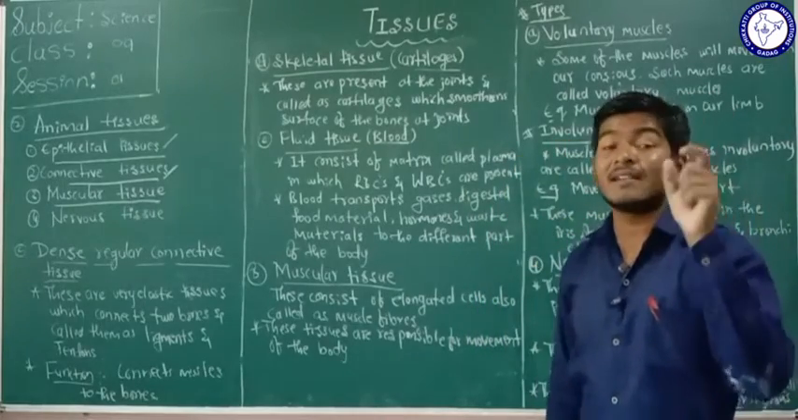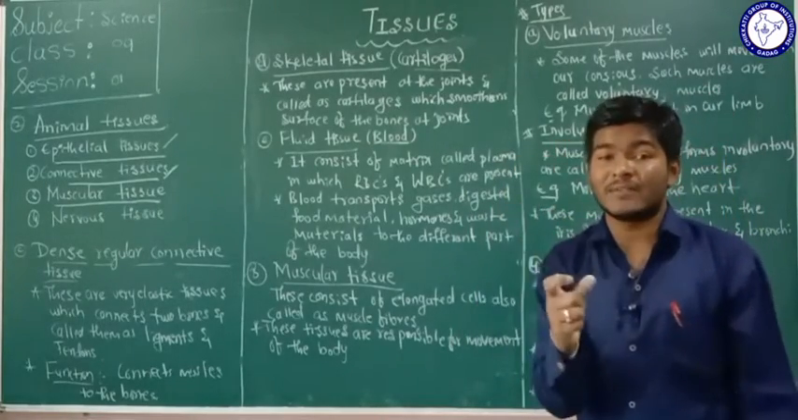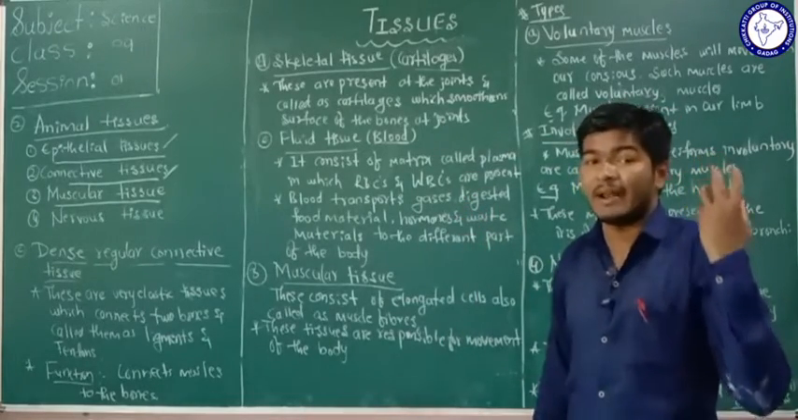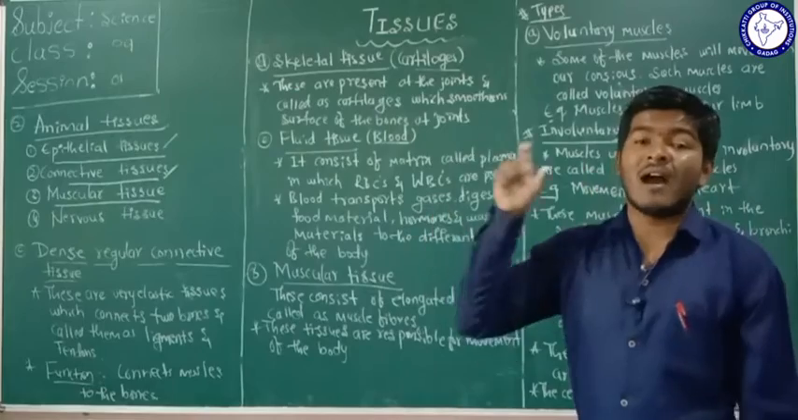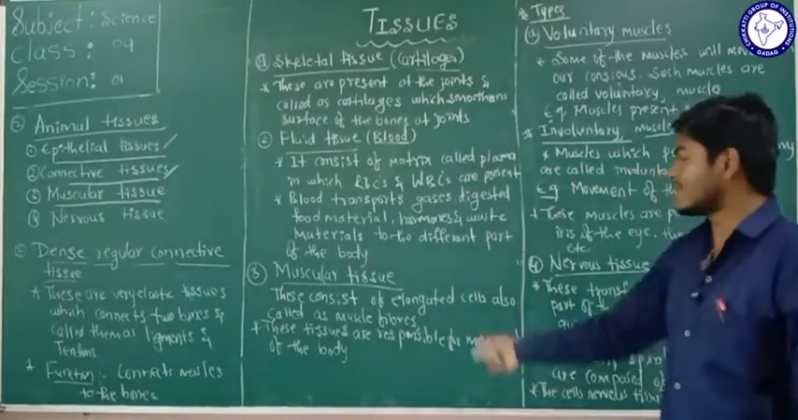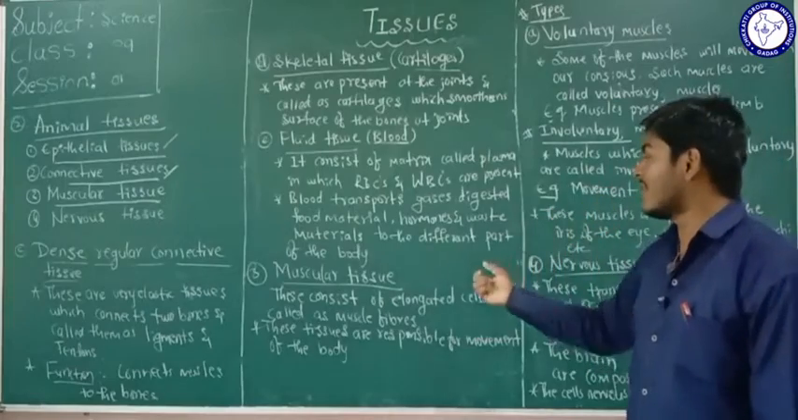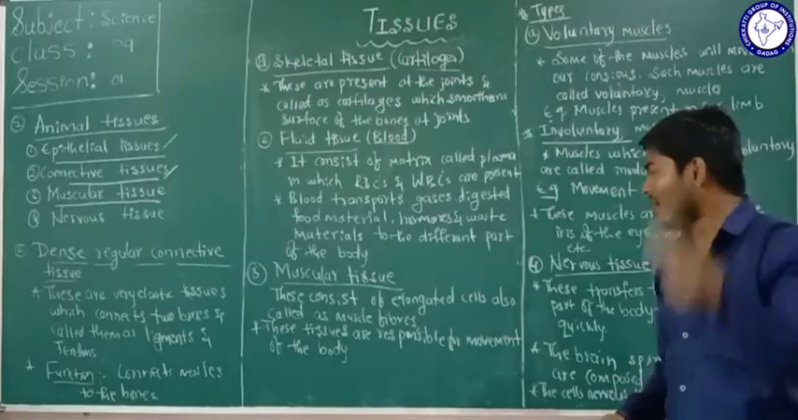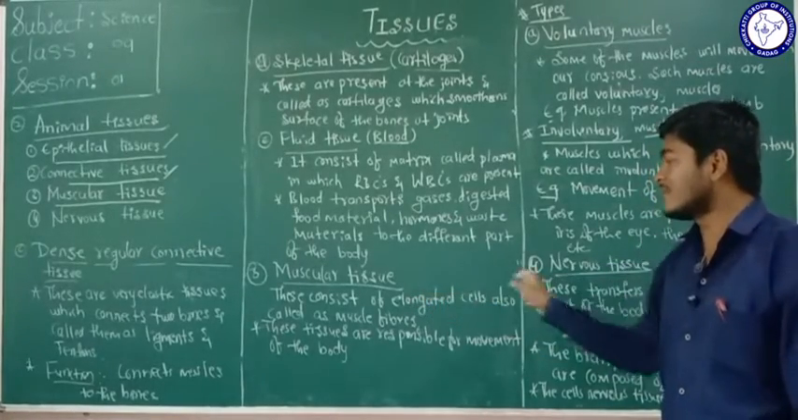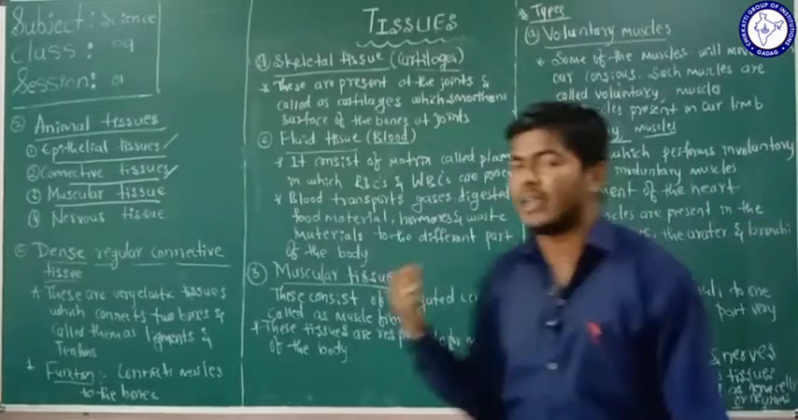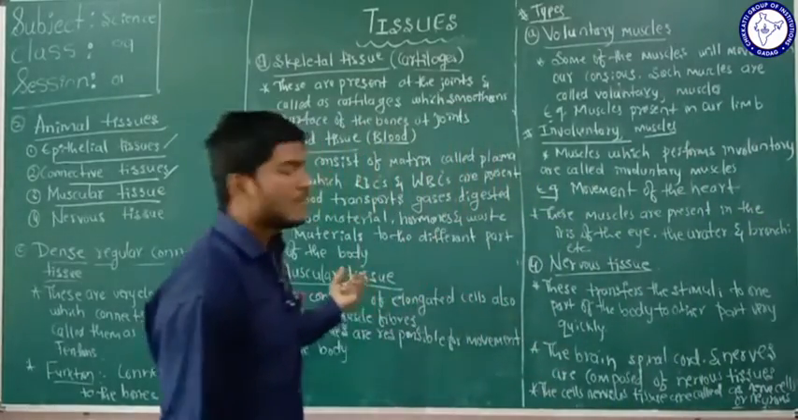The muscles are mainly responsible for the movement of the body, when we move our hand, move our leg, move our head, isn't it? For all these movements of our body organs, the main reason behind that is nothing but the muscular tissues. These consist of elongated cells also called muscle fibers. These tissues are responsible for the movement of the body. Now we can study the types of the muscular tissues.